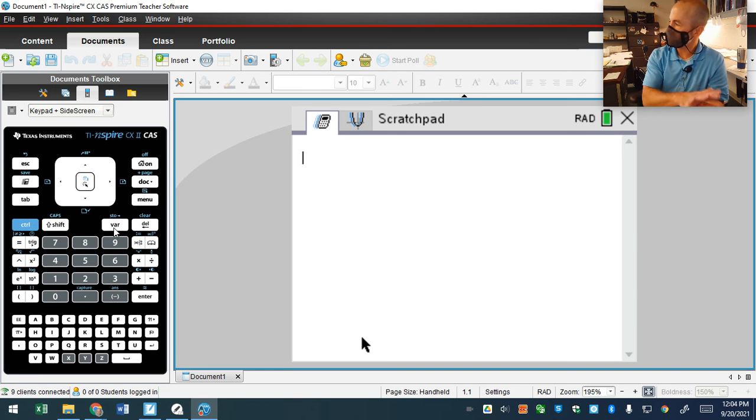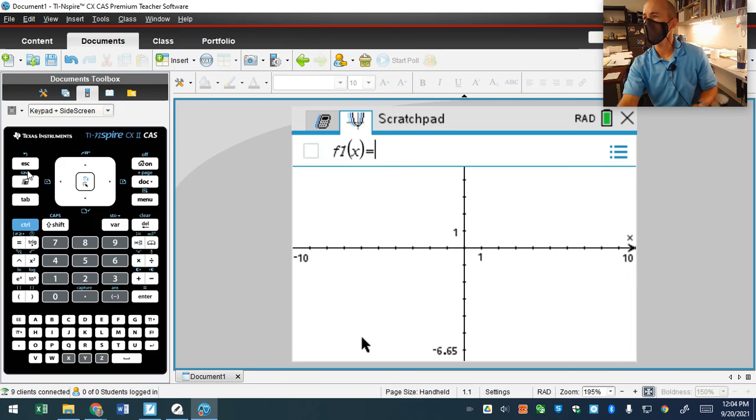Just make sure that before you do that, you are completely through with everything that's on the screen, and you will never need to see it again, because you will not ever see it again if you clear scratch pad. So I go to my graph screen.